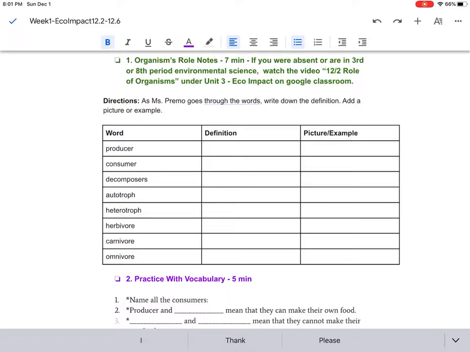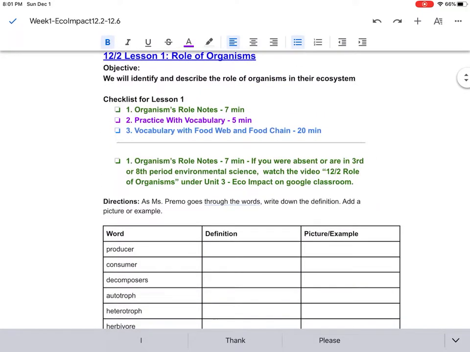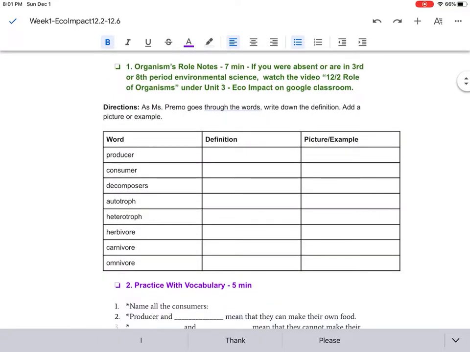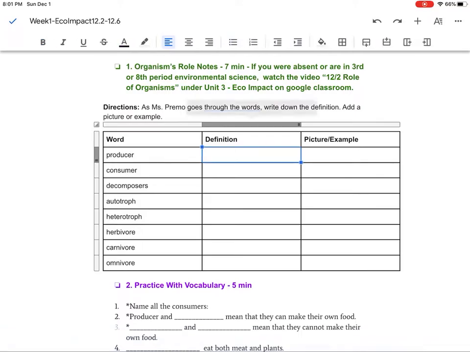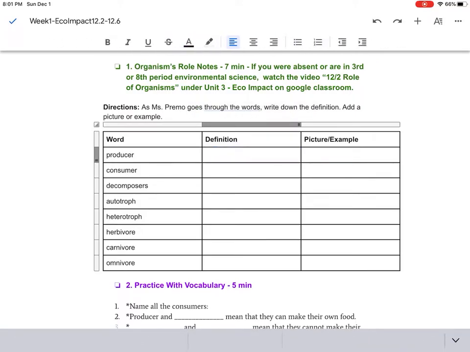Hey guys, so today we're just going to be going over role of organisms. This is probably something that you've gone over in middle school, so this is going to be a really quick review. I'm going to type out the definitions for each of the words, and then you afterward or during, you can pause during this. You're going to find a picture or you can write an example. It's up to you.